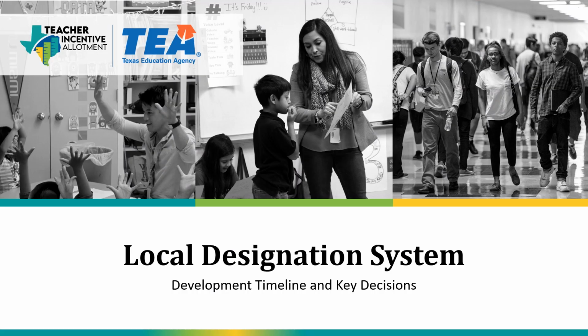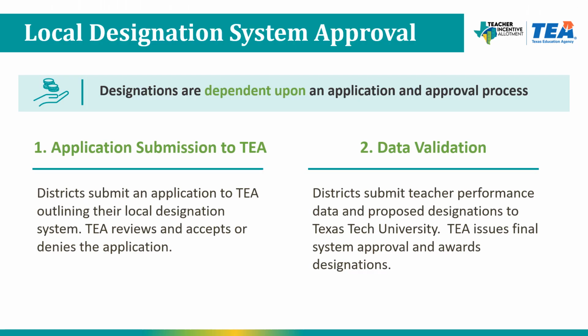Now that we have reviewed the goals and major components of the Teacher Incentive Allotment, let's dive into the process of developing and applying for a local designation system. For districts to award designations to teachers, there are 2 phases of review and approval spanning 3 school years. The first is to submit a local designation system application to TEA. The TIA team will then review the application and either accept or deny the application. Once accepted, the district enters a data capture year and prepares for data validation. Following the data capture year, districts submit teacher performance data to TTU for validation, along with proposed designations. After validation, TEA issues a final system approval and awards teacher designations.